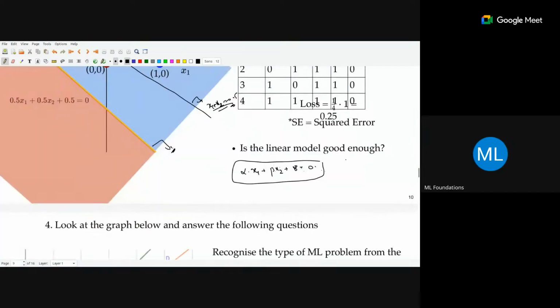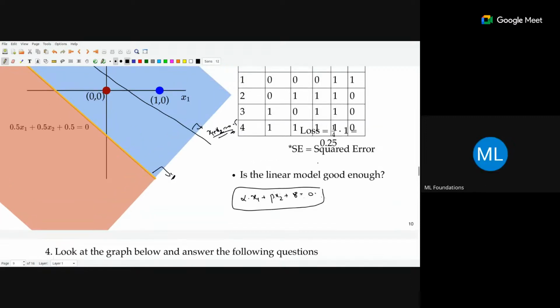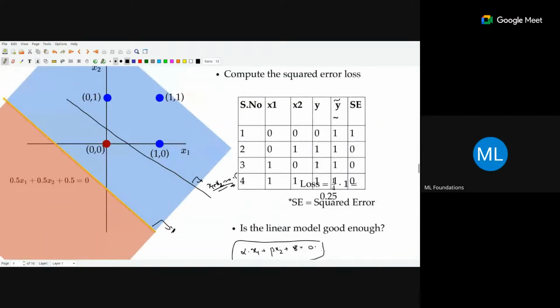Whatever you are saying, I agree, Subramanian Mohan. So good enough should actually be compared to something else, right? That's your point. So this particular line is not good enough because I am comparing it with x1 plus x2 is equal to 0.5. It's relative.